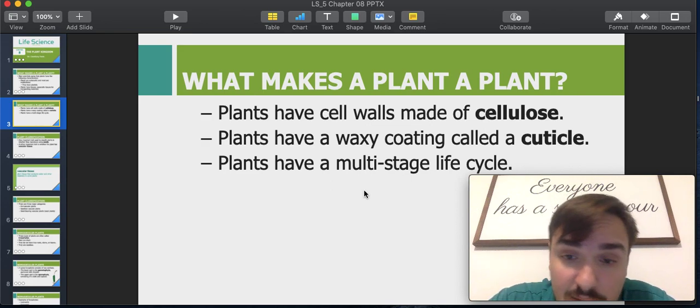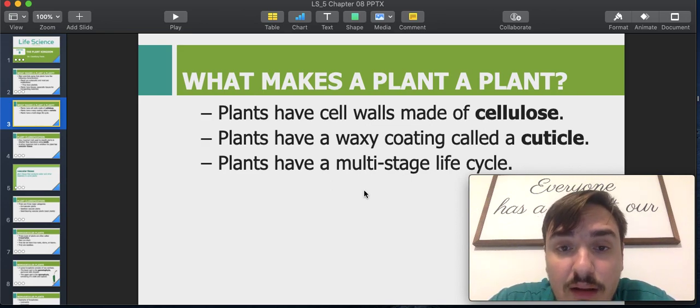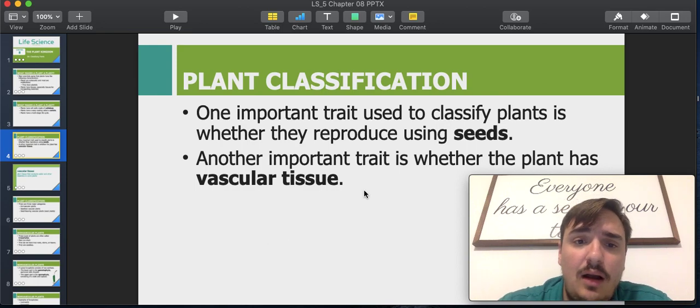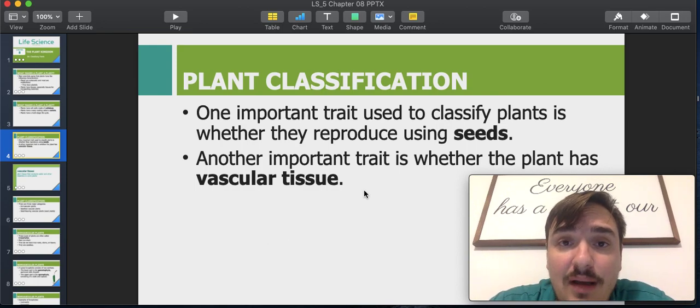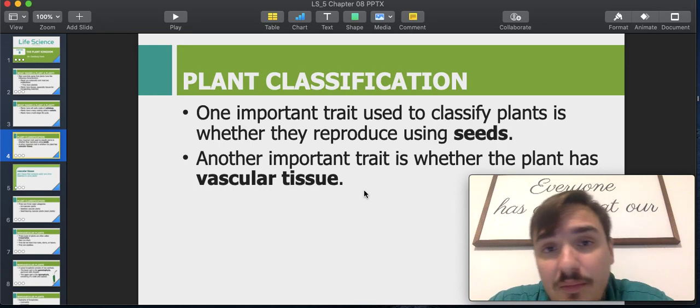And plants have a multi-stage life cycle, meaning they go from gametophyte to sporophyte, back to gametophyte, and that process goes back and forth. That's what that multi-stage life cycle is. And also, all plants are going to be producers, meaning that they're going to make their own energy, typically through the form of photosynthesis. Okay. So that's how we tell plants apart from other things.